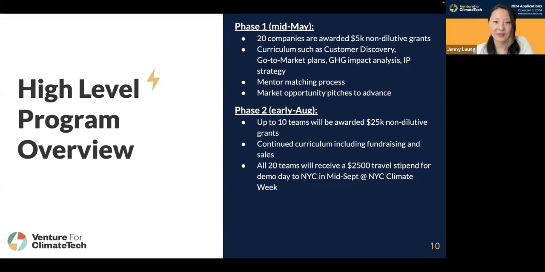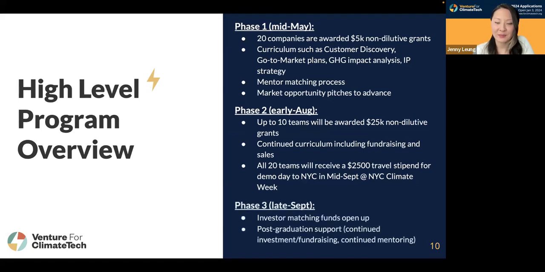So all teams will at that point receive $2,500 in travel stipend for you to come to New York during mid-September, which is during the New York Climate Week. For those who have had a chance to go to this, it is so energetic. There's so much going on and so many people flying in for it, which makes it a great place for us to do demo day and have an audience for you to pitch your company to the network that we have and beyond.